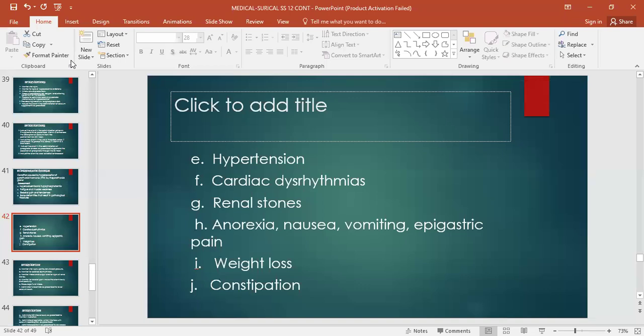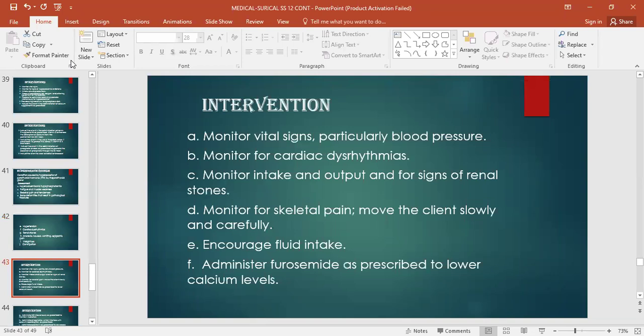Excessive calcium level also causes what? Renal stone. Anorexia, nausea, vomiting, epigastric pain, weight loss, constipation. What are your interventions? Continue to monitor the blood pressure, monitor for cardiac dysrhythmias, monitor intake and output for signs of renal stones, monitor for skeletal pain. Move the client slowly and carefully. Encourage fluid intake so as to wash out all this excessive calcium.